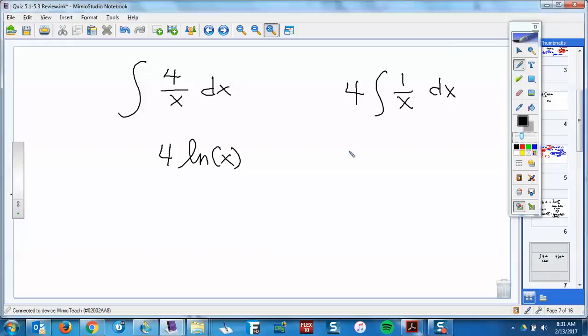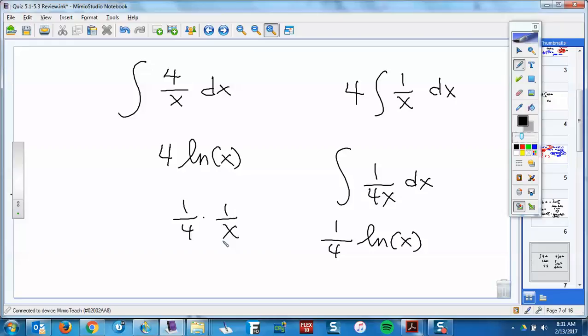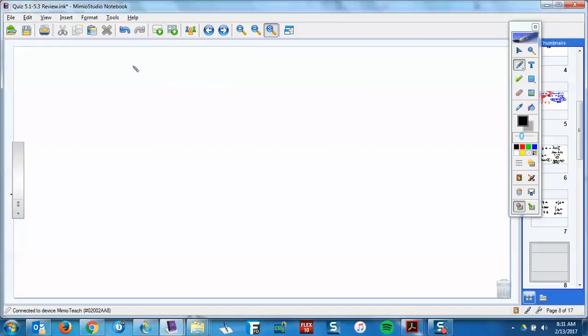What if it was 1 over 4x? Now it's just 1/4 ln x, right? Because this is just like a 1/4 pulled out in front. It's just like 1/4 times 1 over x, right? So just do that, okay? Now, with that said, here's where people go terribly wrong.